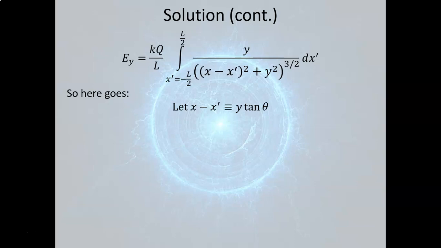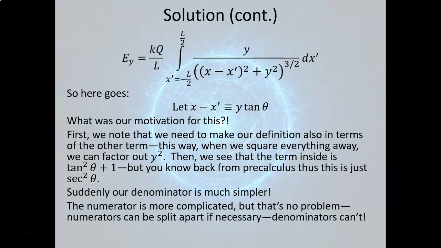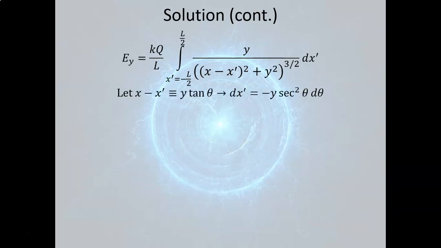In fact, that is often the case when you're trying to deal with something squared plus a constant. Remember, in this case, y is a constant. We're integrating with respect to x prime. So we let x minus x prime be y tangent theta. Great. So again, once we deal with that, we have a 1 plus tangent squared theta, which is called secant squared theta. So it turns out that makes our denominator very easy to deal with.